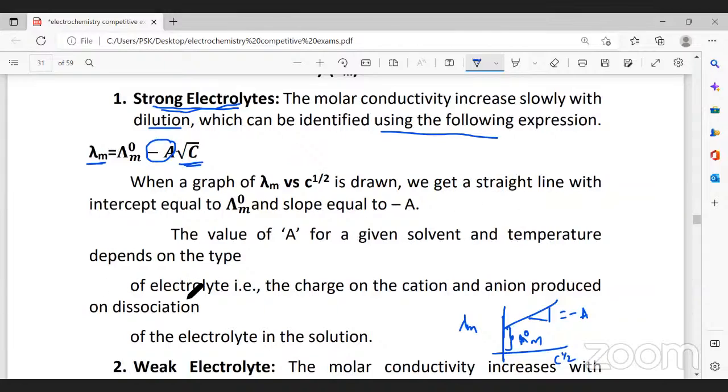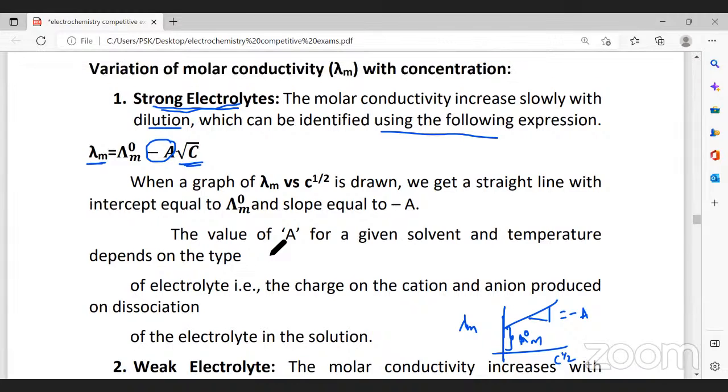The value of A for a given solvent and temperature depends on the type of electrolyte. So A is not constant for all electrolytes. A varies with the solvent and the temperature and the type of electrolyte, that is, the charge on the cation and anion produced on dissociation of the electrolyte in the solution.